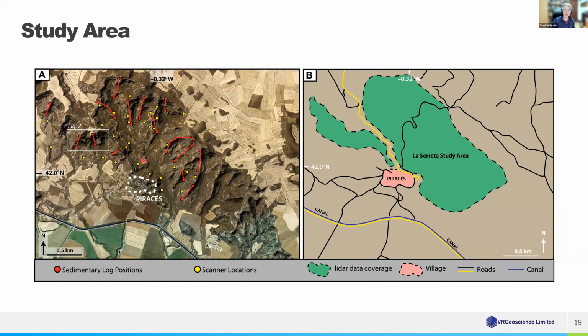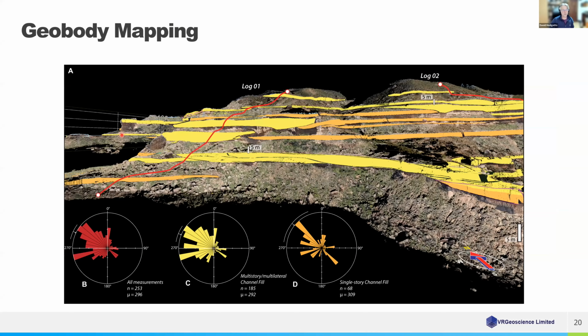Similar kind of process, collecting both LiDAR and photogrammetric data. The yellow data points are laser scan positions. The red lines are where we've taken sedimentary logs and integrated them all into a 3D model. Taking all of that data together, we're able to interpret the geobodies. So in this case, the geobodies in these outcrops are fluvial channels, and we've got single story channels and multi-story channels.